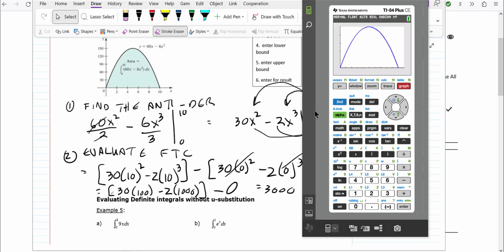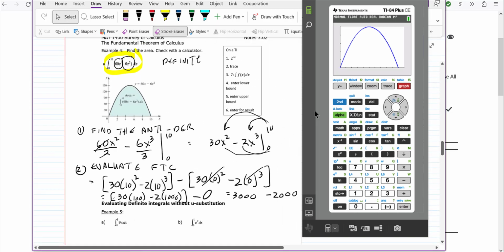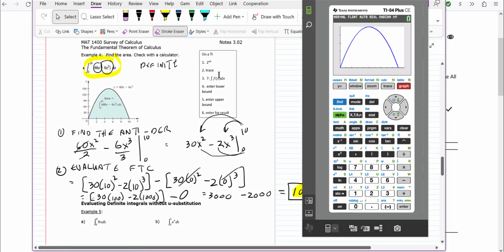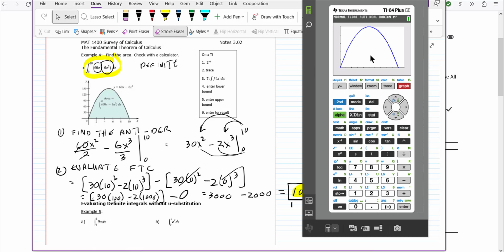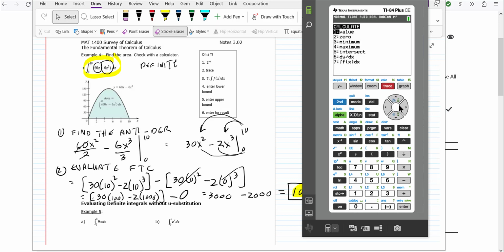And then I've got the keystrokes typed out for you on your handout, so you just do what's in this box. Once you have your graph open, you go second, trace. Then you go all the way down to option 7. Option 7 has an integral, ∫f(x)dx, you press enter. It asks for the lower limit. The lower limit of the integral is 0, so you press 0, press enter. And then you do the upper limit, which is 10.